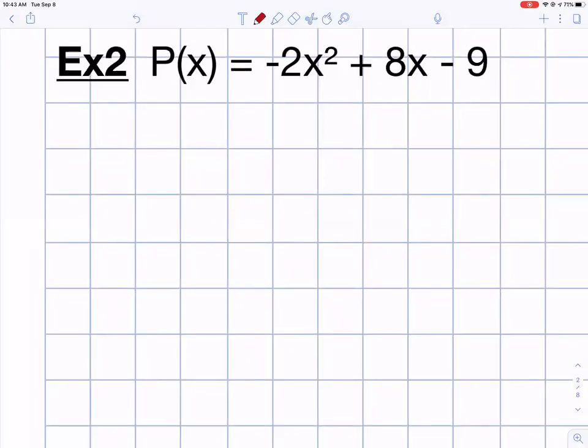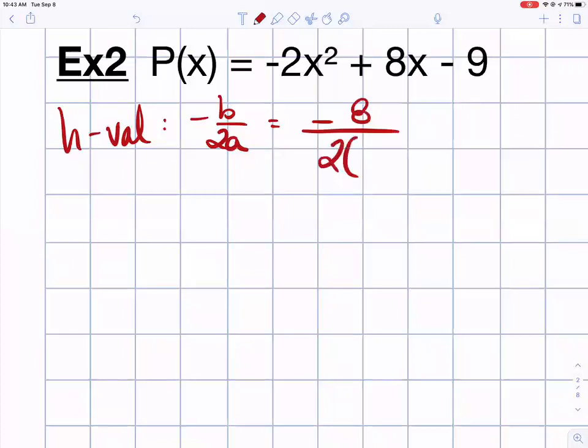Okay, so what was the first piece that I needed to do? Can you go back? I'm supposed to get the vertex form, I'm supposed to find the vertex, and I'm supposed to graph. How did we do that? Found the H value first. So let's go get our H value. What's the formula for the H value? Negative B over 2A. So I've got my negative. What's my B value? 8 over 2 times, what's my A value? Negative 2.